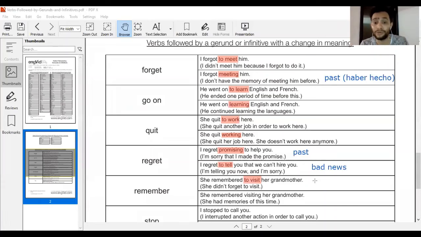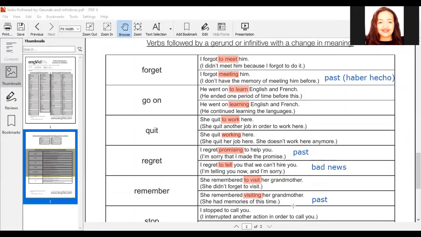Ya ustedes saben usar el verbo remembered porque lo han escuchado, lo han usado, right? Con to. Pero entonces, ¿cómo se usa con ing? Como les acabo de decir, es parecido al verbo regret y al verbo forget, porque tiene un past intention, a past meaning, right? So, she remembered visiting her grandmother. What it means here is that she had memory of that time. What do you think this sentence is in Spanish?